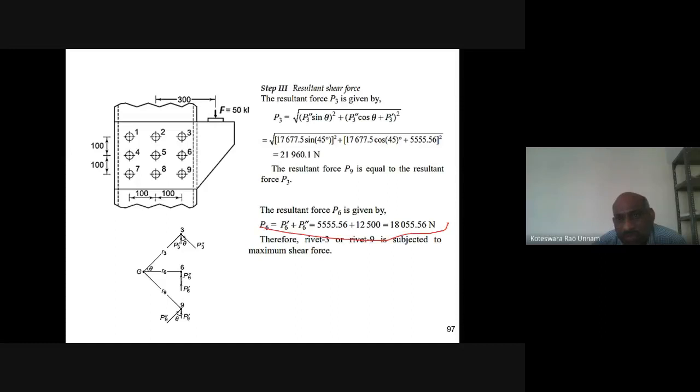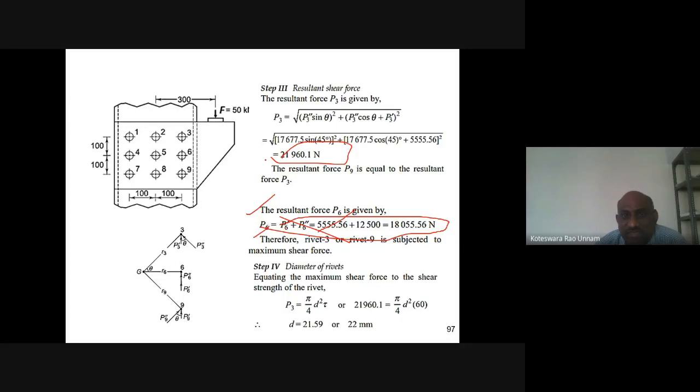See, P6, I already eliminated that. No need to calculate it because only this is the maximum value you are going to get. Anyway, I have shown that calculation also. If you want, you can calculate that, but it is not required. The design is based on this value only. Now your P3 is equated to the shearing strength of the rivet. From that you will get the diameter. 21.59 you will get if you calculate it, so it can be rounded up to 22 mm.